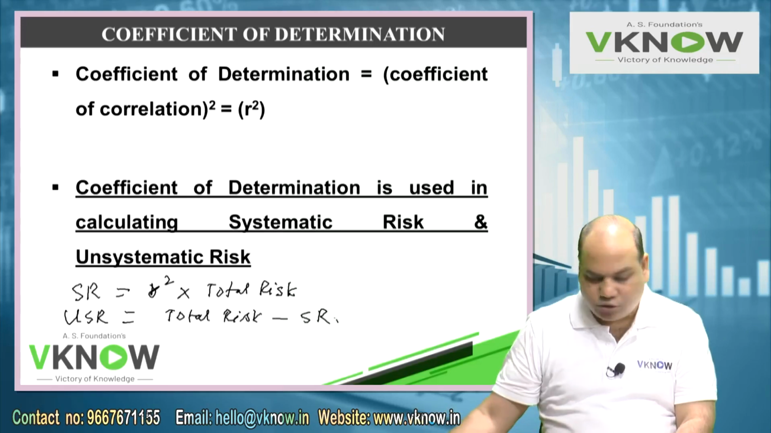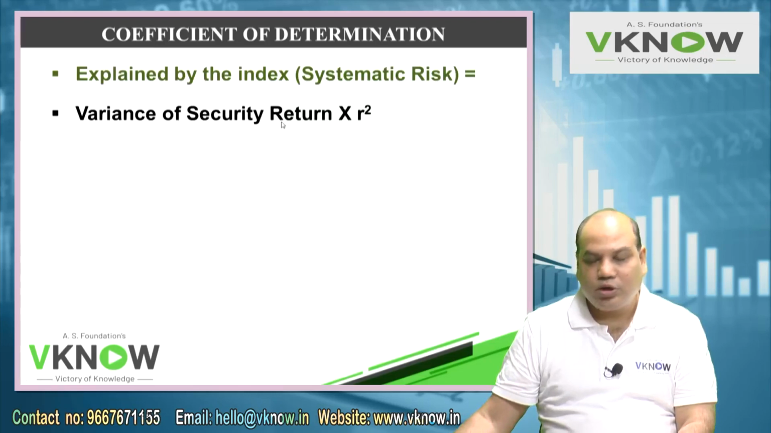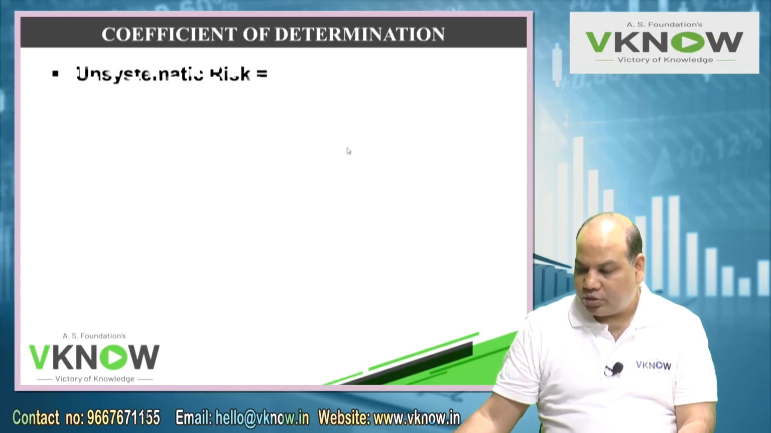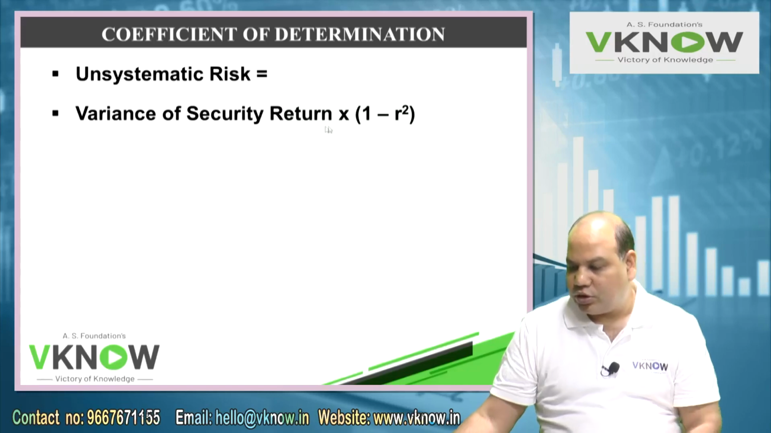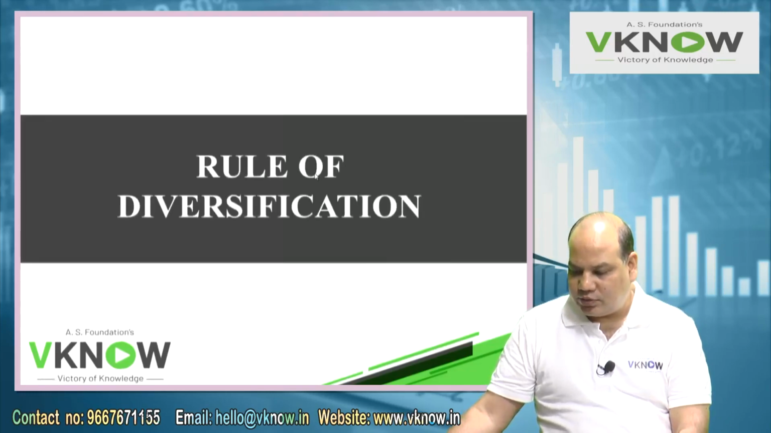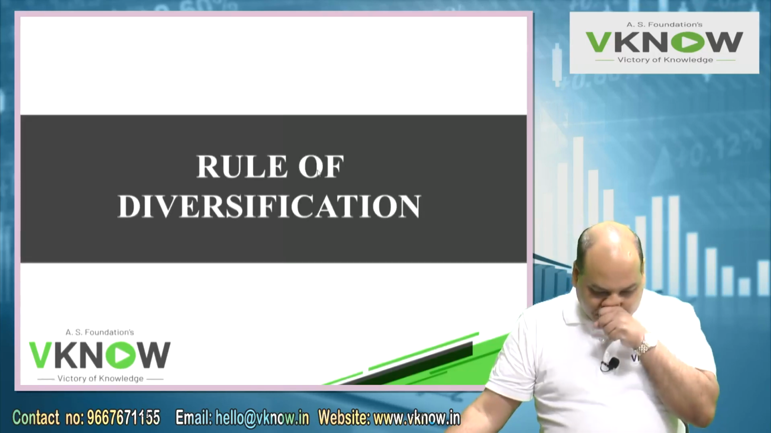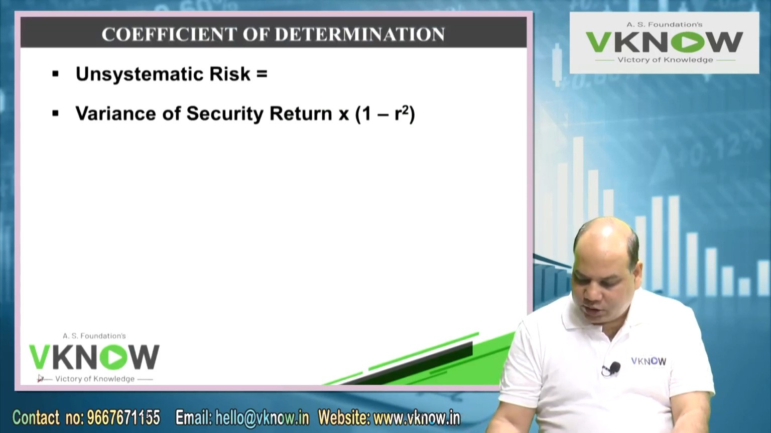Paragraph 39. So this is written in your book also, explained by the index. So variance into r square, and unsystematic risk is your variance of the stock written into 1 minus r square, or you can say total risk minus systematic risk. One more thing is pending above paragraph 38.